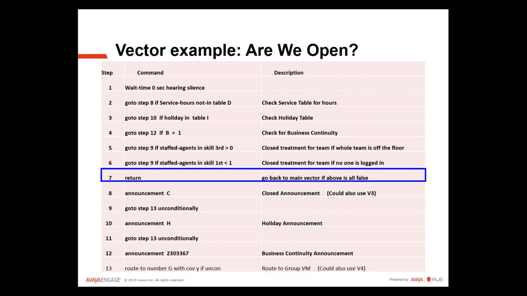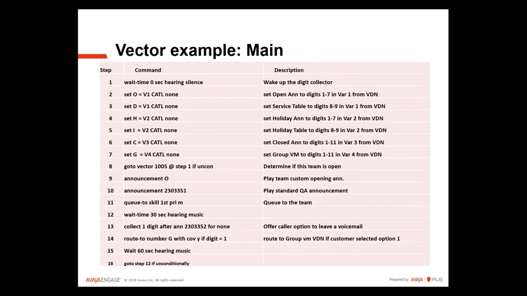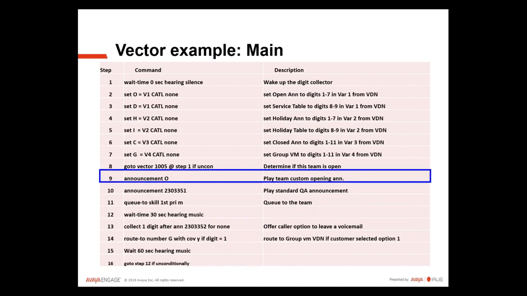Business continuity. I also add in if somebody is staffed. So staffed in third. Third is what I use for our meeting. If somebody logs in as an agent with a meeting skill, then that'll close the floor down. I check to make sure that there's agents staffed in the team to begin with. If nobody's here, then we don't want the calls to queue. If all that passes, then we go back, and we come right back to the step after where we left, which is the opening announcement.